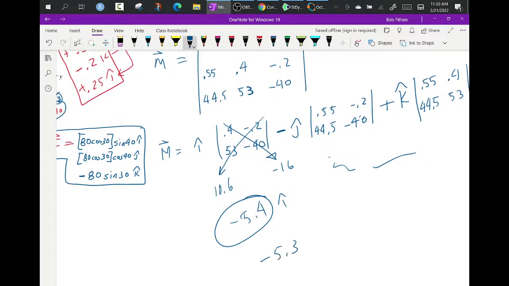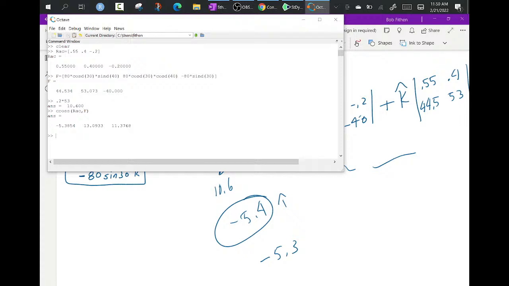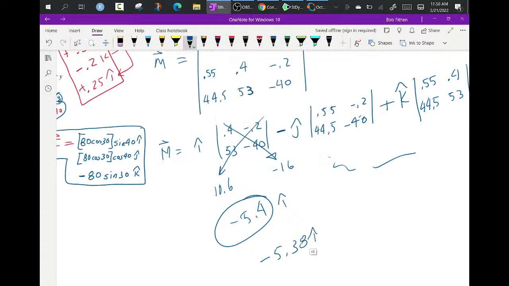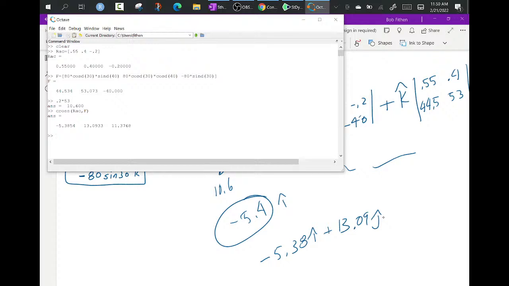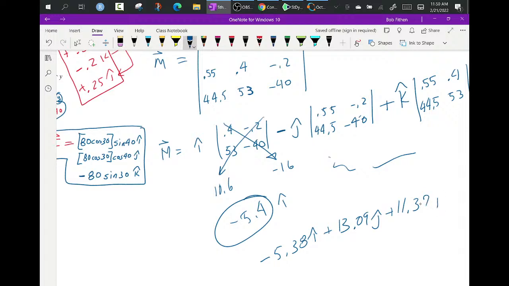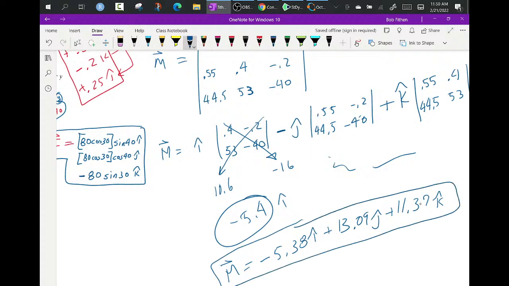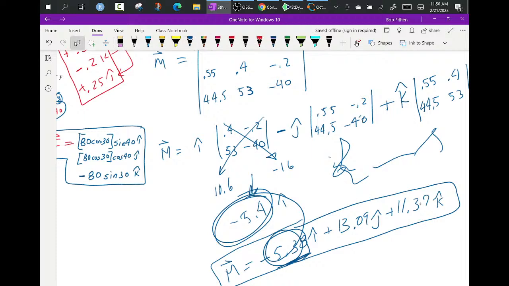Minus 5.38 I plus 13.09 J plus 11.37 K. So there's your moment. And the beauty is, I didn't have to do these two, and I didn't really even have to do that one, but I just wanted to compare these two, and I think we're good.